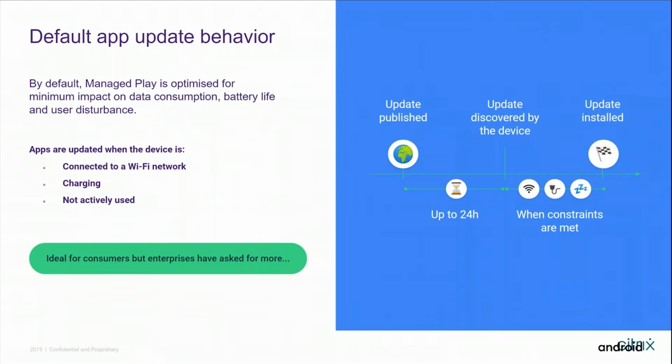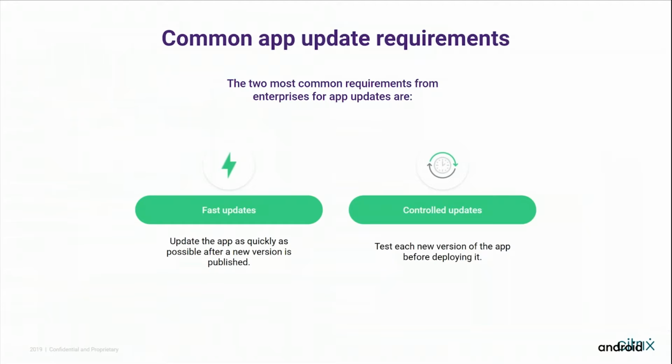So the default behavior is you only get the updates when it's connected to Wi-Fi, charging, and not actively used. And the vast majority of users don't change this, which might be fine. More than 90% of the Android devices currently apply this behavior, and it works well for a large number of enterprise customers. However, again, some customers have more advanced needs that this default behavior doesn't address. That's why we changed something.